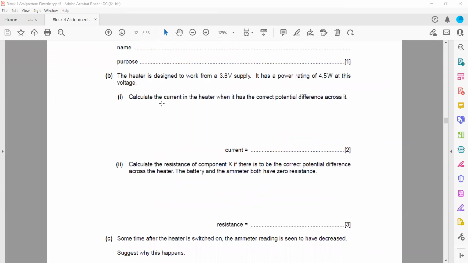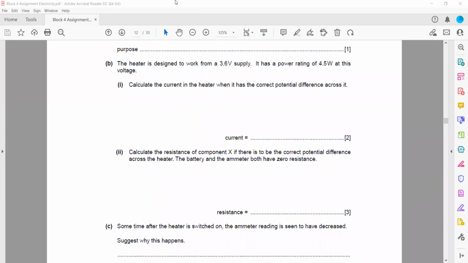because the next part they asked to calculate the resistance. So how do we get the resistance? As we use the circuit, resistance is voltage divided by current. The voltage is 2.4, which is the remaining voltage, and the current is 1.25. So 2.4 divided by 1.25 will give us 1.92 ohms. So 1.92 ohms is the resistance of this component X.